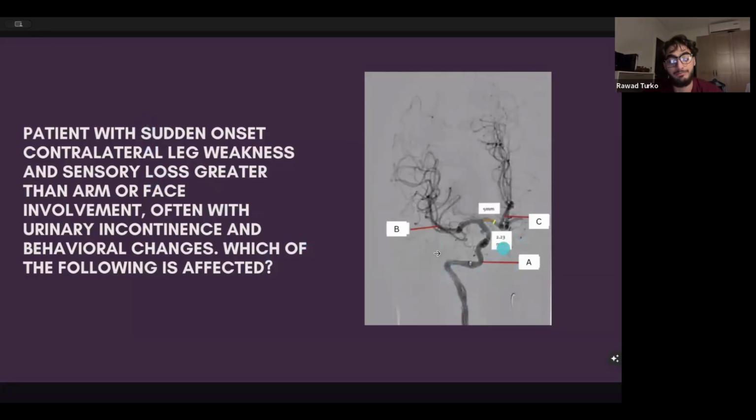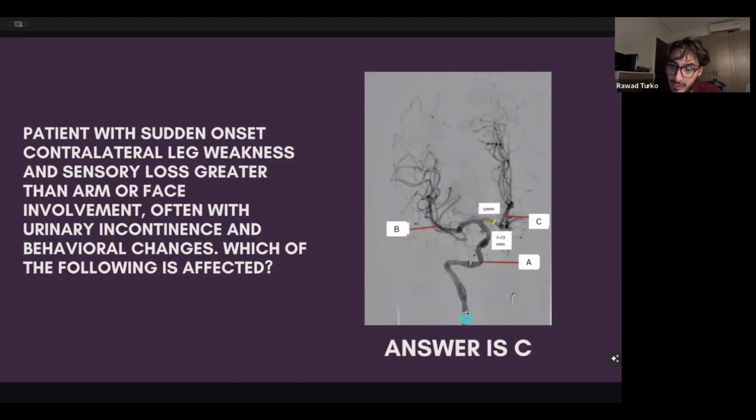Okay, so this is an angiogram. We have leg involvement more than arm or face. Which one is affected? That would be C. So the anterior cerebral artery, we said it supplies the medial part of the cerebral cortex. And if you take a look at the motor sensory homunculus, which I'm sure you guys know, that great picture of the character, the medial part of the cerebral cortex is responsible for sensation and motor function of the lower half of the body, whereas the lateral cerebral cortex is responsible for the upper limb and the face.